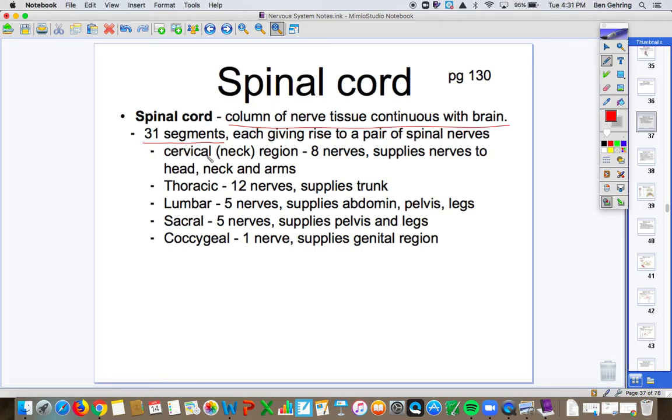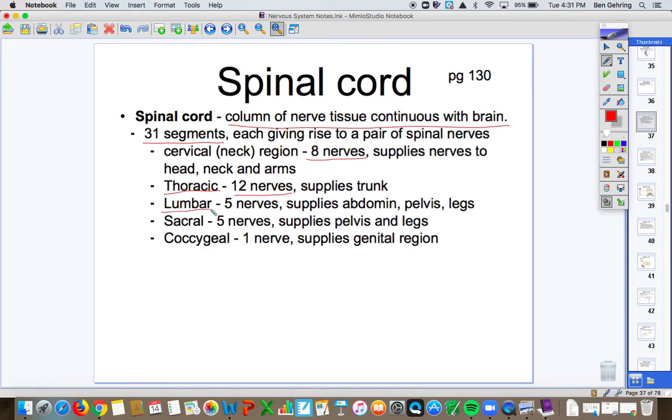And so your cervical region, which is your neck, has 8 nerves, which supply nerves to the head, neck, and arms. If you think back, we had 7 cervical vertebrae. So there's one nerve in between each of those vertebrae, and then one between your skull and C1. Your thoracic vertebrae, there are 12 nerves. Guess how many vertebrae there are? There's 12. So these supply your trunk with nerves, which gives you sensation as well as motor control.